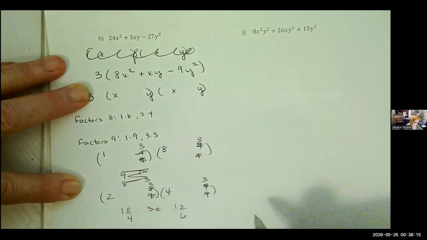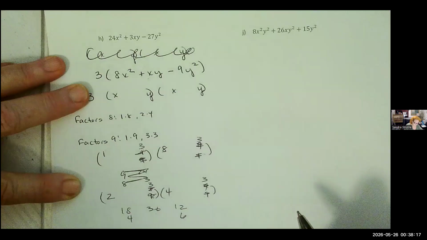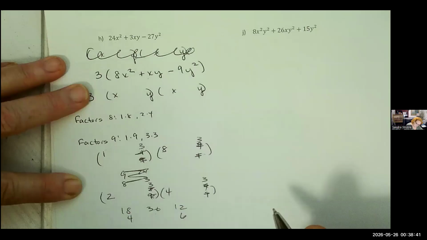What am I missing here? 3 times 2 is 6. 3 times 4 is 12. Hold on. Oh my goodness. I totally missed it, didn't I? Y'all, I missed it. That's not going to work.